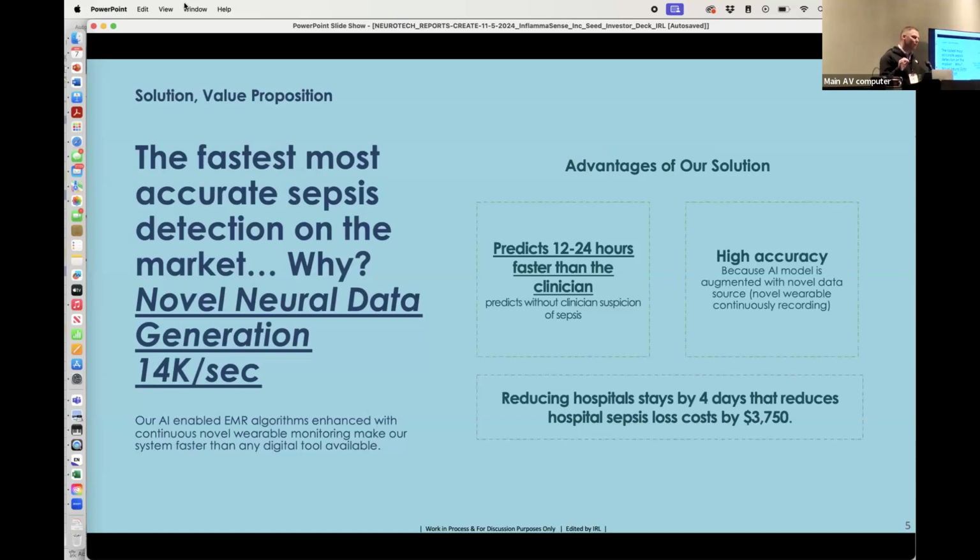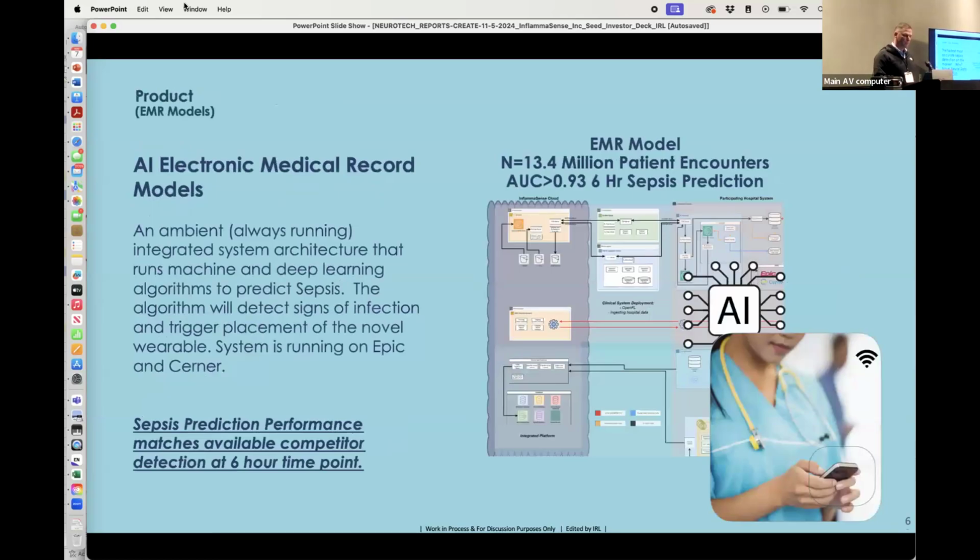Essentially, we record 14,000 times per second neural data from the ventral cervical area. The vagus nerve and other sympathetic nerves respond to inflammatory molecules called cytokines, which increase in sepsis. We've been funded through BARDA and run 45 patients so far, where we've used a sepsis model to identify those inflammatory cytokines with our neural sensor. In addition to that, we also run an EMR model. Always running is an EMR model that identifies whether or not somebody is going to go south based on vital signs and laboratory values.